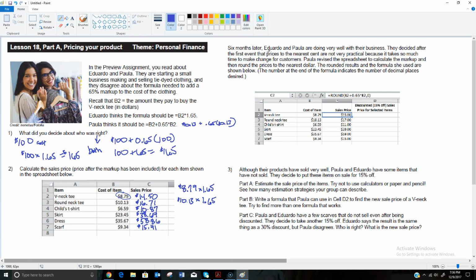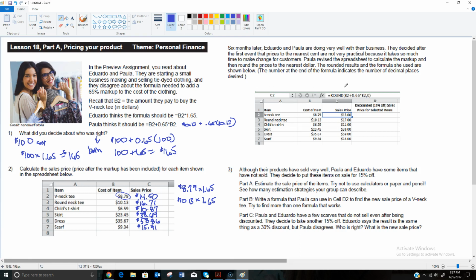They decide after the first event that prices to the nearest cent, so you have 50 cents, 71 cents, and so on, are not very practical because it takes so much time to make change for customers. So Paula decided to revise the spreadsheet to calculate the markup and then round the prices to the nearest dollar. So the rounded results she used are shown below.